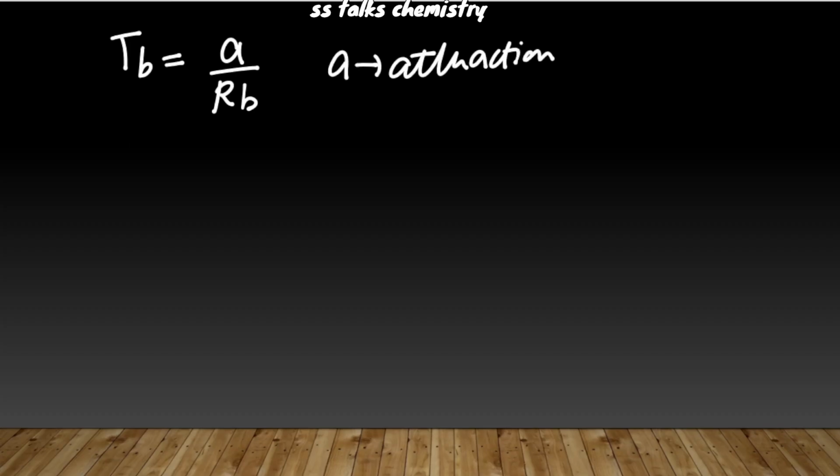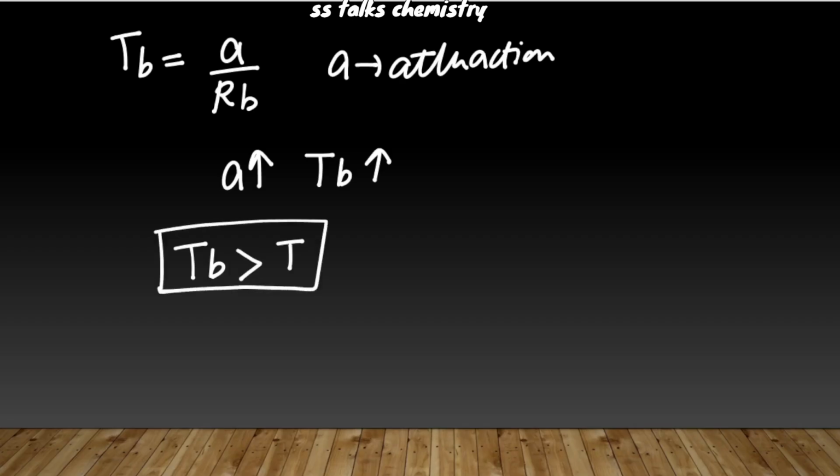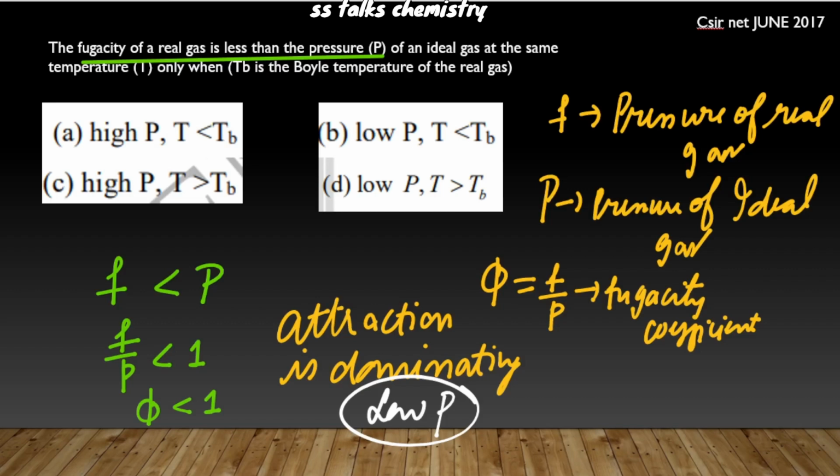So now we have said that attraction is dominating. If the a value is increasing, that means the Boyle's temperature is going to be increasing in this case, right? So that means the TB value that you are having is going to be more as compared to that particular temperature. So TB will be more than that of the temperature. So the condition we are having is at low pressure, but TB is greater as compared to T. So option B becomes the right answer in this.